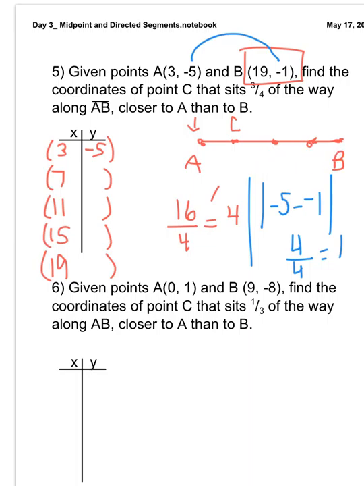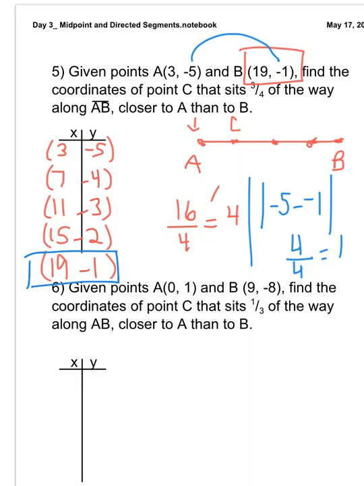I'm going to now take the y values, starting from here, and increase it by 1. I know it's increasing because it goes from negative 5 to negative 1. So negative 5 plus 1 is negative 4. Plus 1 is negative 3. Plus 1 is negative 2. Plus 1 is negative 1. And as we can see, we did end up at 19, negative 1.